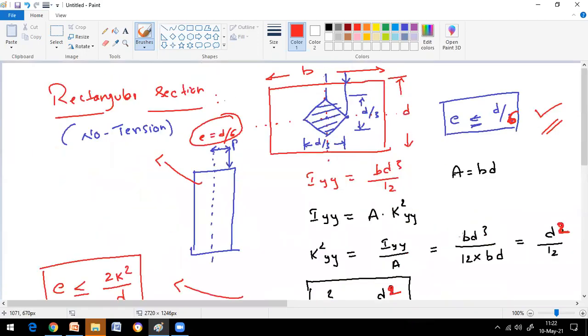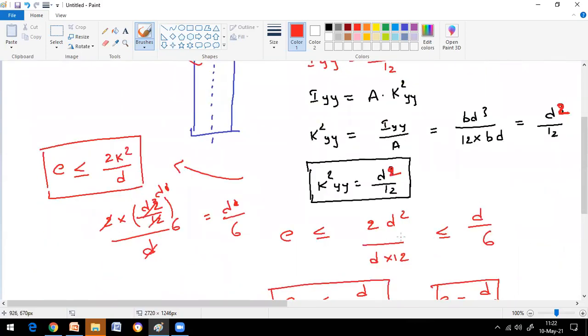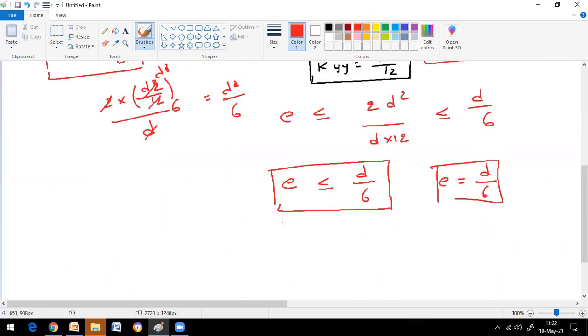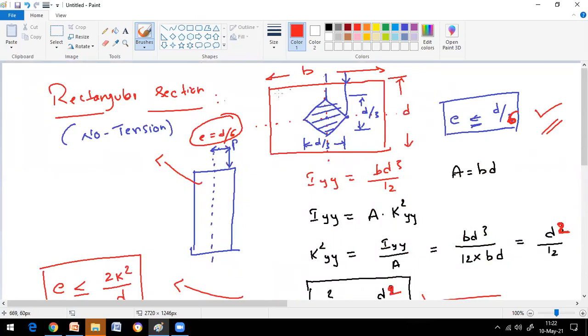So look here, based on the moment of inertia, based on the radius of gyration, you have achieved the value for the rectangular section, d square by 12. Substituting this value in the original equation, which is E should always be less than or equal to 2k square by d, we came to know that for any rectangular cross-sectional column, the eccentric distance should not be more than d by 6, to get no tension in the column.